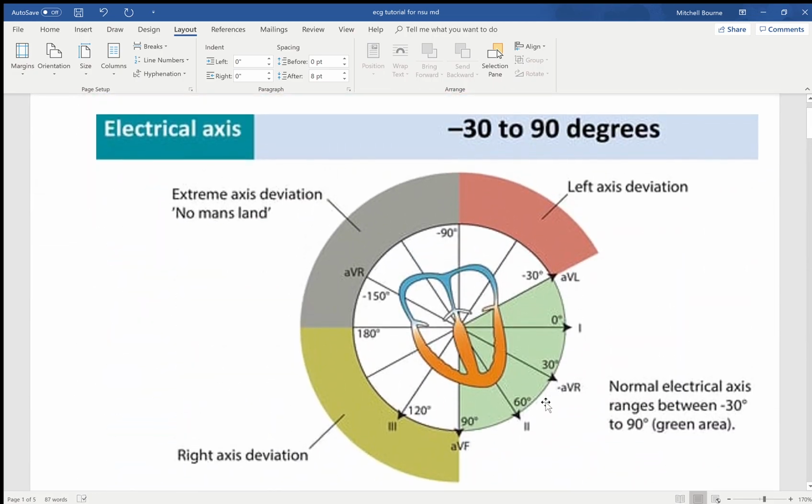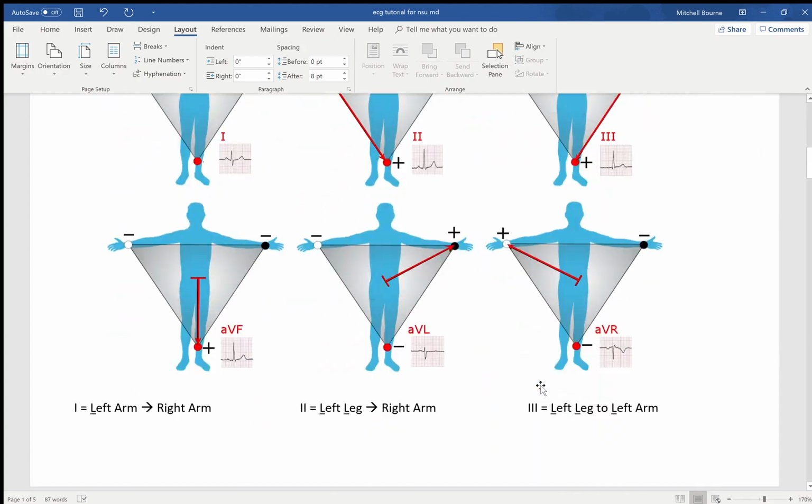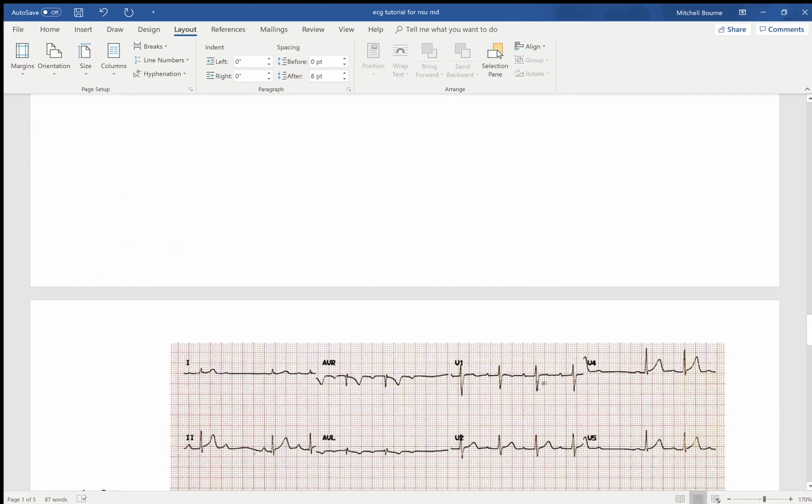If it's positive in 1, it's going to be on this half of the circle because we know the vector is somewhere going towards 1, which means it has to be over here. It's positive in 2, which means it's this 180 degrees. So now we've narrowed it down to this area, right? We know it's on this half of the 2, which means it's somewhere in here, which means it's normal. We don't even have to look any further. We could also look at AVF, which is positive as well. So we can narrow this further and say that his axis is somewhere between 0 and 90 degrees. Hopefully that makes sense. If it doesn't, just let me know.